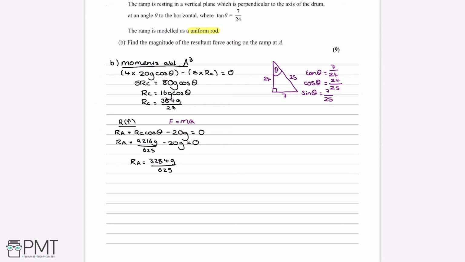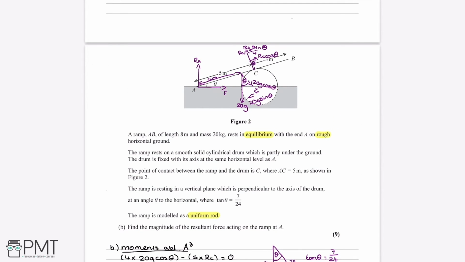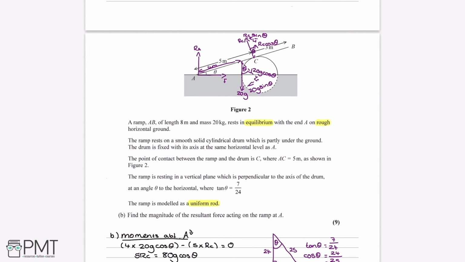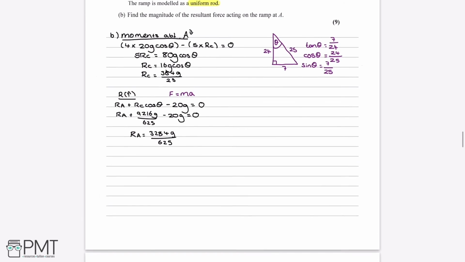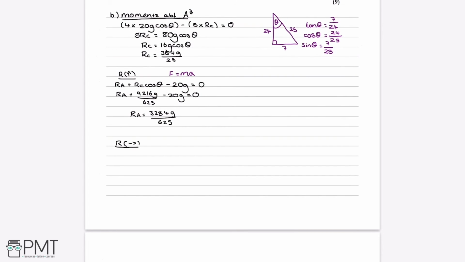And now, if we do the exact same thing, resolving horizontally, to the right in this diagram, which is in the direction of F, we can find an answer for what F is. Resolving horizontally, the only force acting in this direction is F. The force acting in the opposite direction is this component of RC, which is RC sine theta. So we have F take away RC sine theta, and again, because this is in equilibrium, acceleration is 0, so this equation is equal to 0.